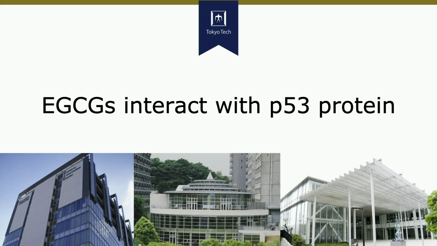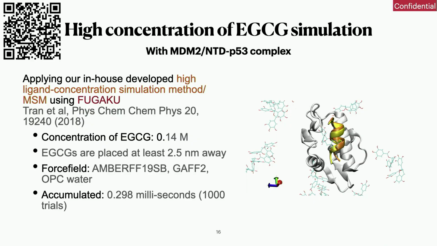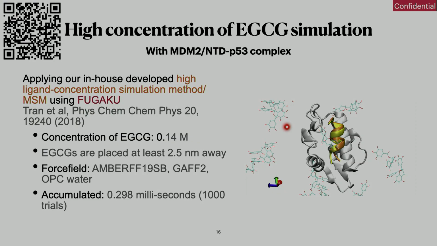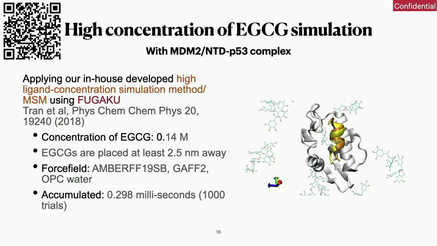So we would like to talk about EGCG interacting with p53 proteins. So we set up the system by randomly putting the EGCG molecules around the MDM2 and p53 complex, and then we carry out the long simulation by just classical simulation, not the enhanced sampling simulation for this one. So accumulated is 0.2 millisecond with 1,000 trials here.